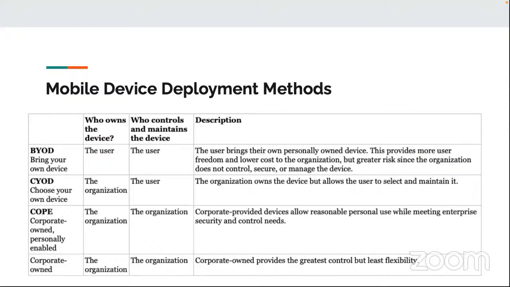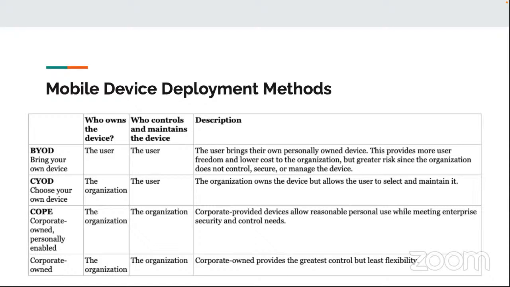It may be lower cost to the organization, but it does mean greater risk because you don't have control over it. So you can't force updates. So you're going to have devices that aren't fully up to date on your network and may have a bug or two or three. There's choose your own device, where the organization owns the device but allows the user to select what they want to maintain it.